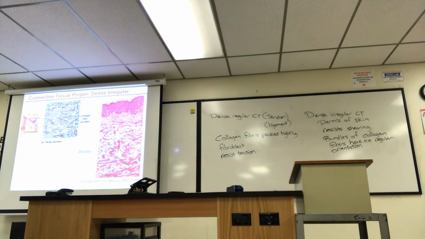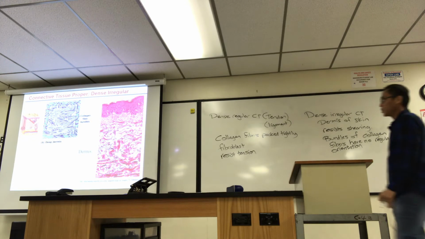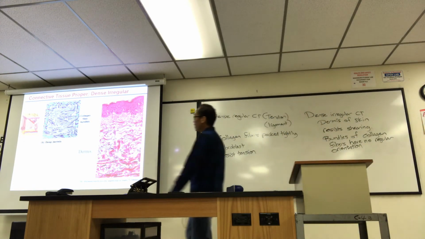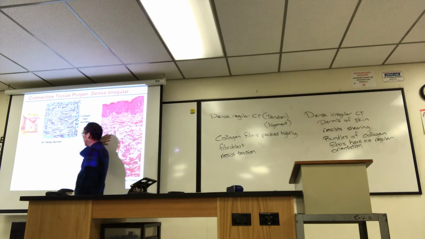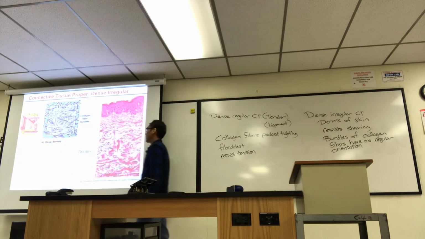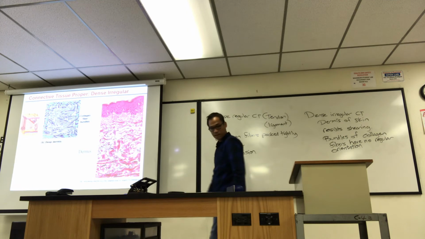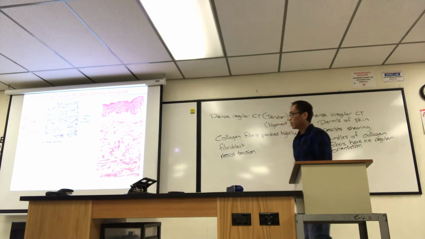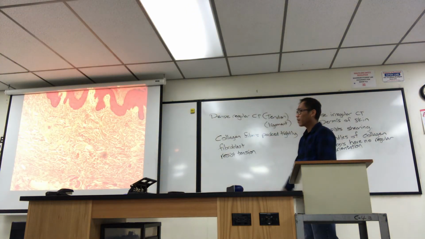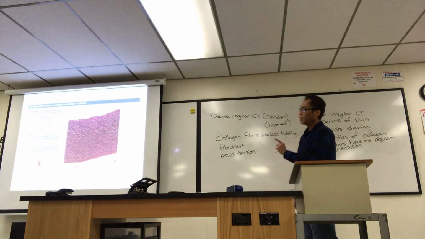So on this slide, it's kind of like putting meat through a meat grinder. You have all these bundles of collagen fibers, and when you cut it to make your slide, it kind of appears like this. So we'll look at the dermis of skin in lab as well. Let's move on.